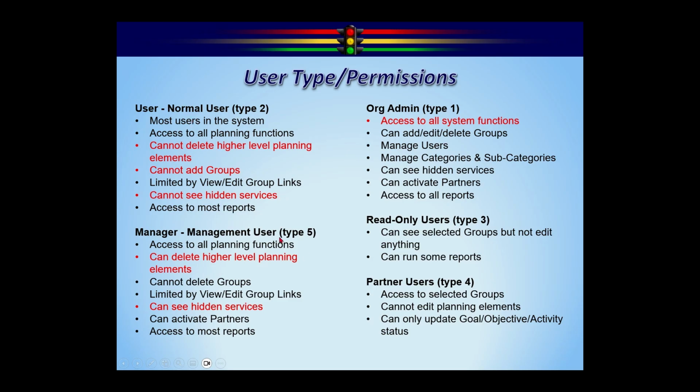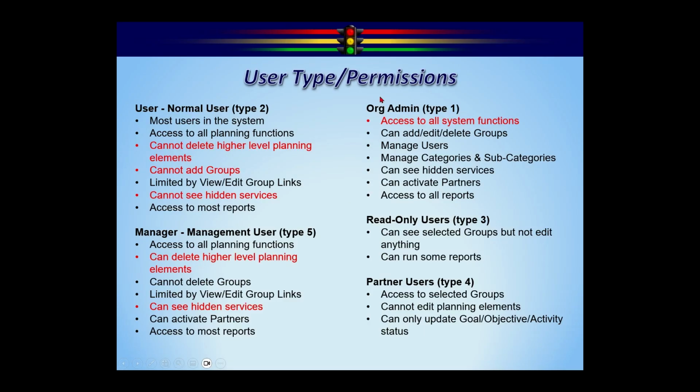The next level up would be your manager users. Manager user, we call them type 5 users, access to all planning functions. They can delete higher level planning elements up to the service initiative on down. They cannot delete groups. Limited again by the view edit links. They can see hidden services. So anything that's hidden is grayed out at the service level. They can see it. They can activate partners, just like we talked about. The org admins can activate partners. So can managers, and then access to most reports.